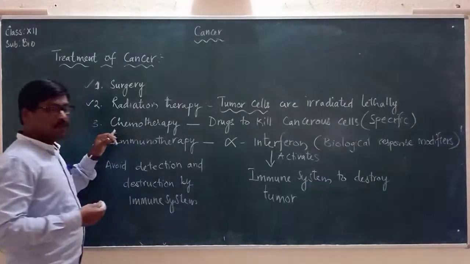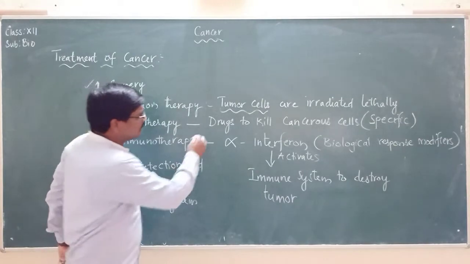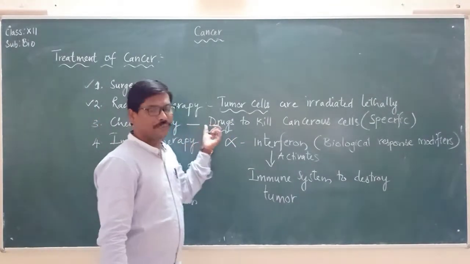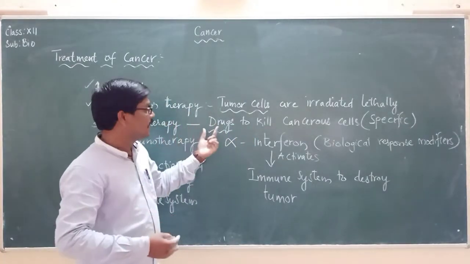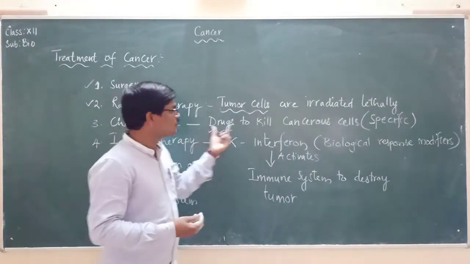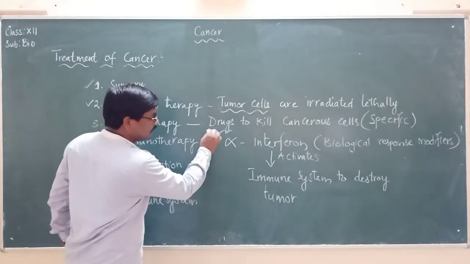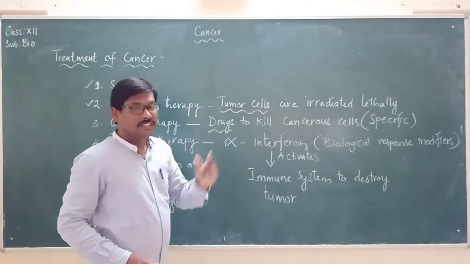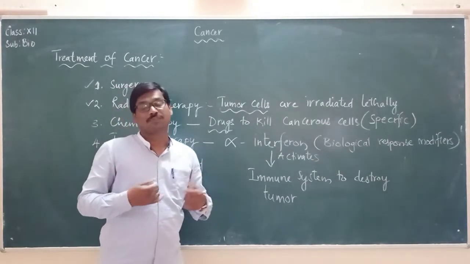And the other one is chemotherapy. There are different drugs for different cancers, which means there are different medicines for different types of cancers. So they give the drugs to kill the cancerous cells. Please remember, those drugs which are given will be targeting the cancerous cells only. These drugs will not try to destroy the normal cells of our body.